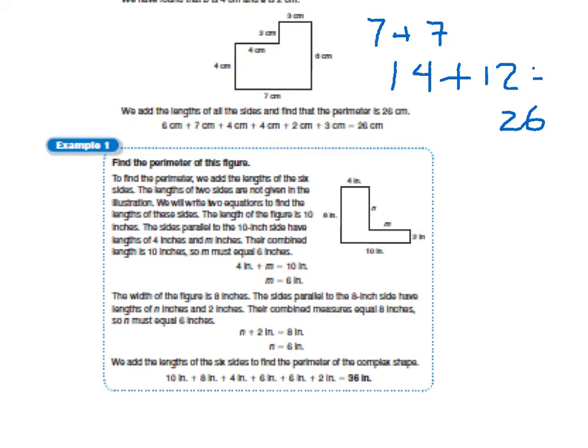Some of them are not given. Two of them are not given in this illustration, and we want to write an equation to find those missing pieces. So we know that this side is 10, and we know that this is 4, and this one is an unknown. So our 4 and our 6 have to make 10. And that's where the equation down here is coming from. 4 plus a missing piece makes 10, so the missing piece is 6.